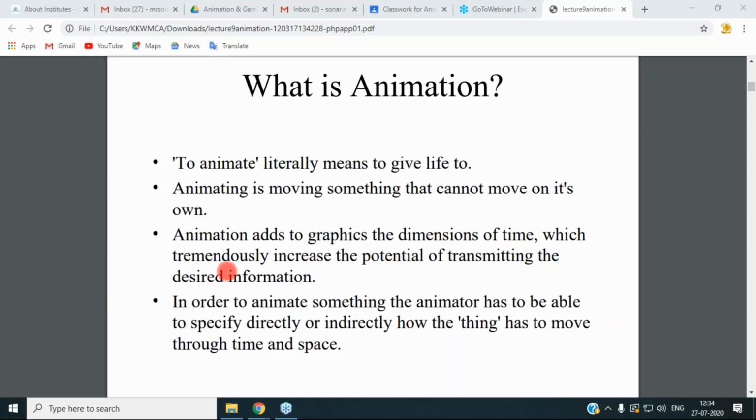In order to animate something, the animator has to be able to specify directly or indirectly how the thing has to move through time and space. By using various techniques, the animator, a person who creates the animation, should be able to tell how things are moving through time and through space. Like that, he has to create it.